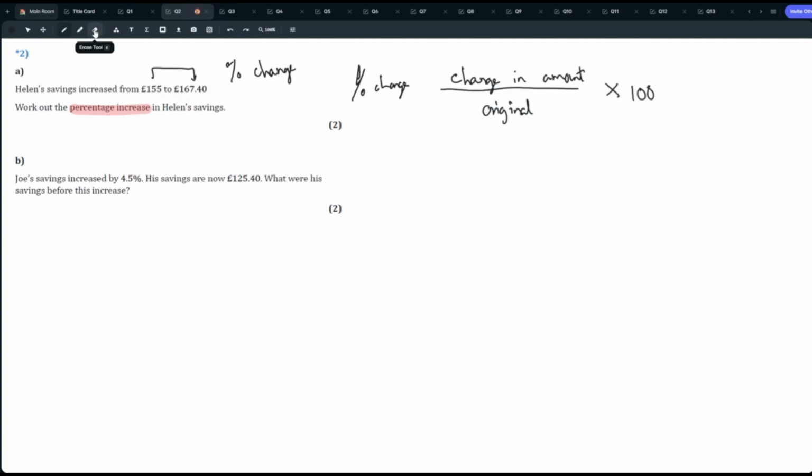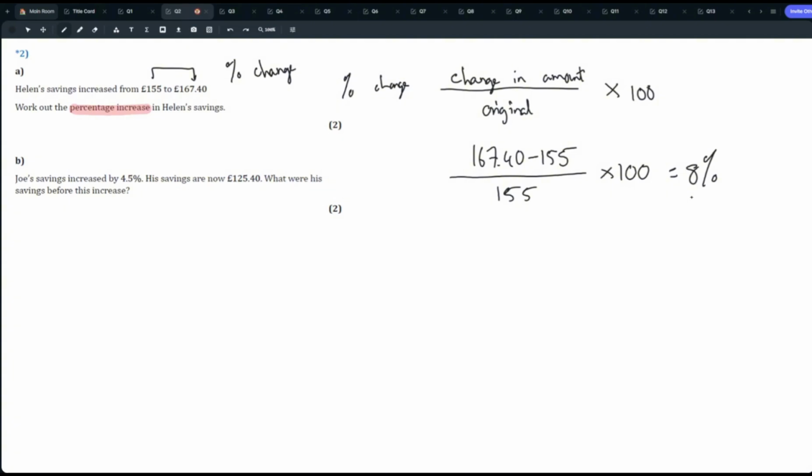Okay, so this is percentage change. Okay, so the change in amount is going to be £167.40, take away 155. Now the original is where we're coming from, which is 155. And then just times that by 100, and that will get your final answer. This is 8%.